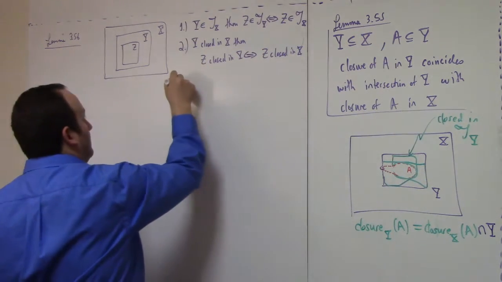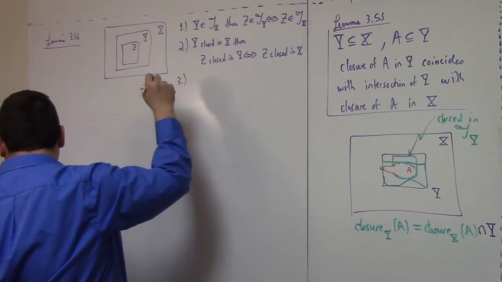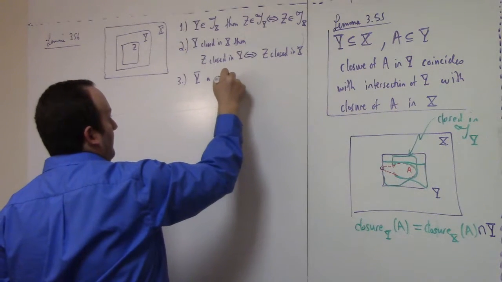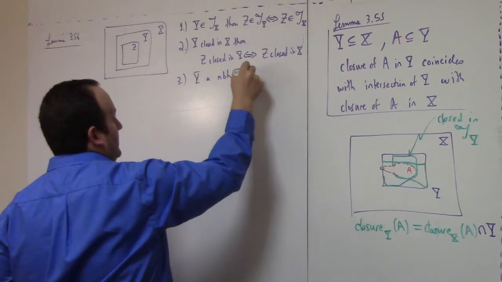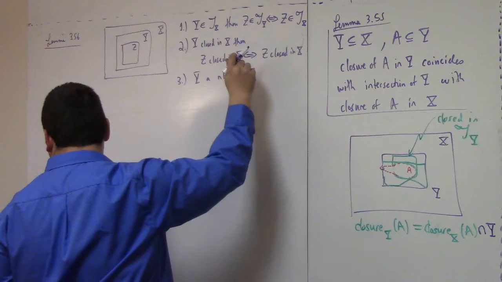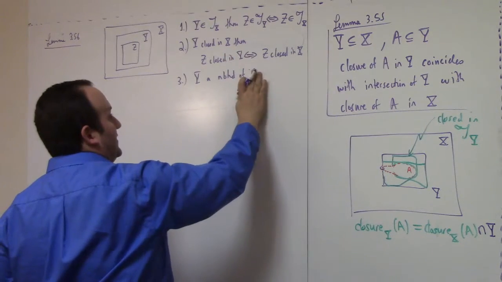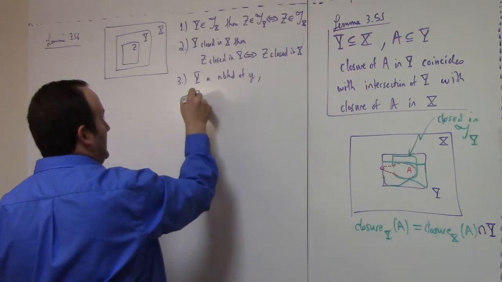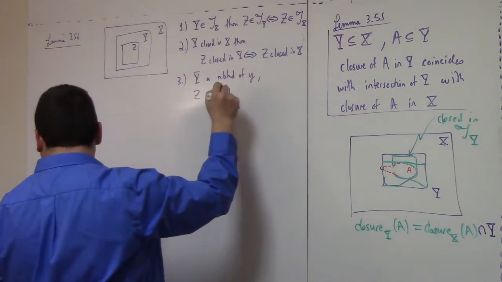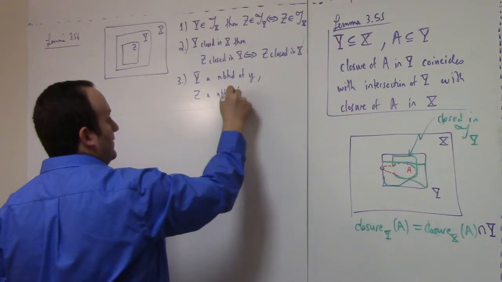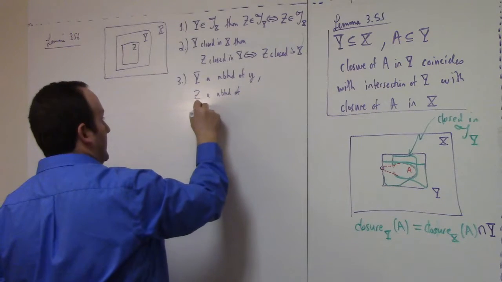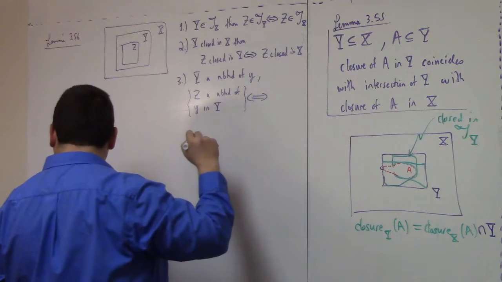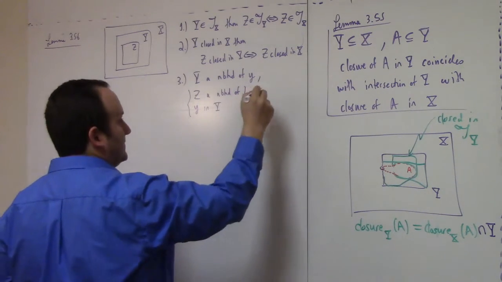And then 3. If big Y is a neighborhood of little y, and Z is a neighborhood of y in Y, then if and only if Z is a neighborhood of y in X.